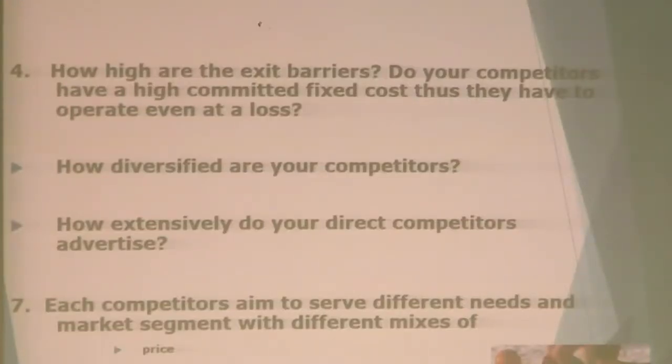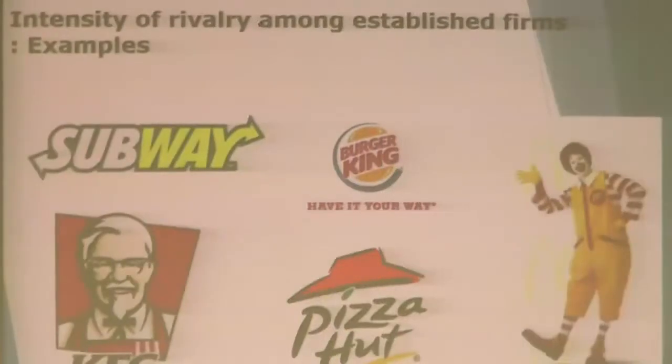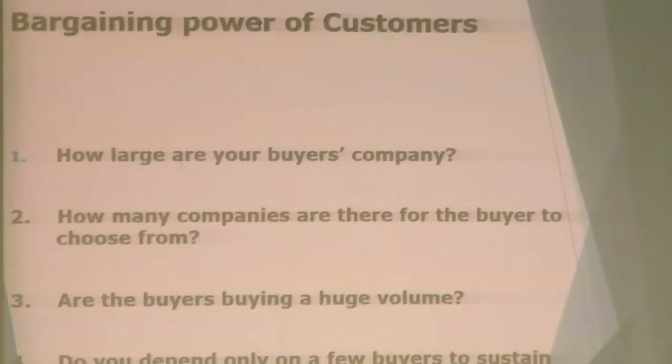How high are the existing barriers? How diversified are they? How do competitors aim to serve different needs? So I think all these are important points. Intensity of rivalry among your Subway, KFC, Pizza Hut. These are the firms. What I have given you are the firms in the fast food industry.